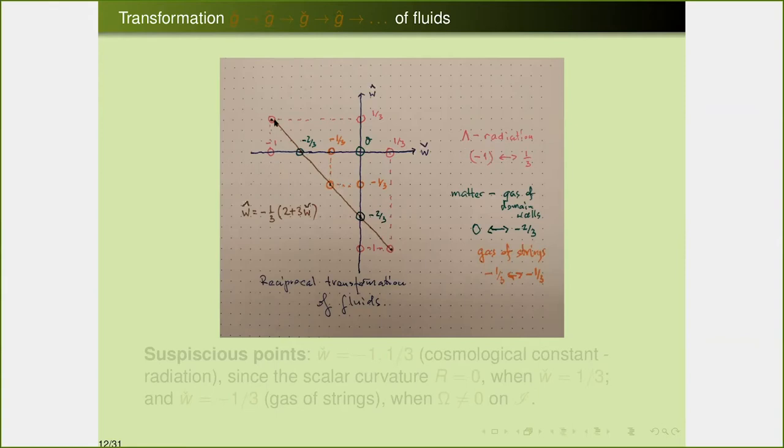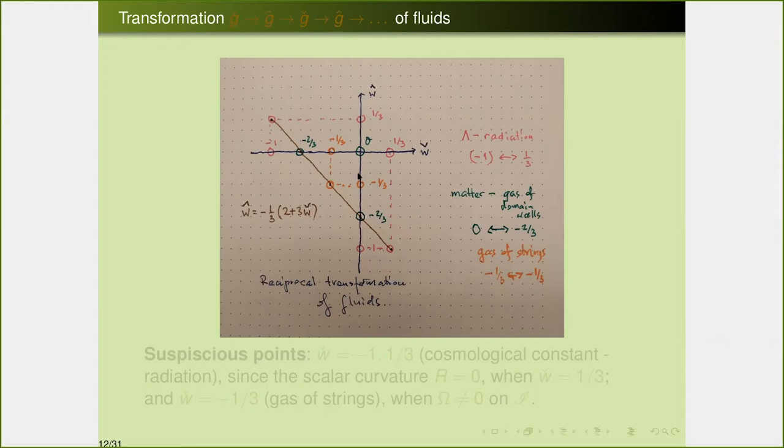And this point corresponds to passage between -1 and 1/3. So on one side, for example, in the past aeon, we have cosmological constant, so it is just asymptotically de Sitter universe, and on the other side there is just incoherent radiation with pressure equal to 1/3 of energy density.